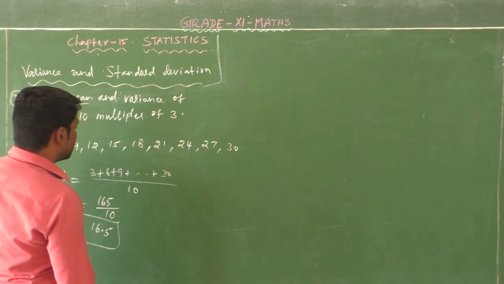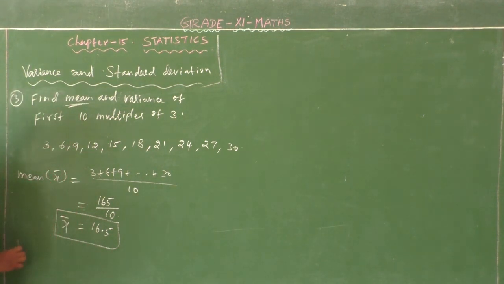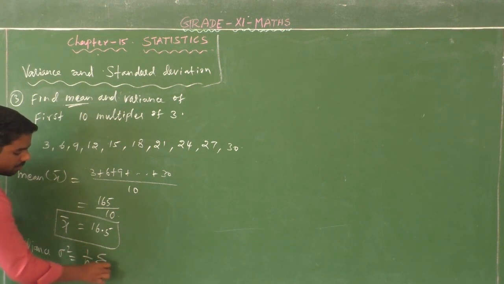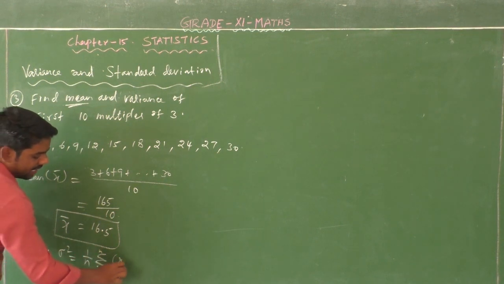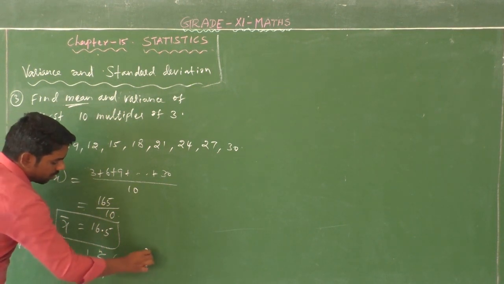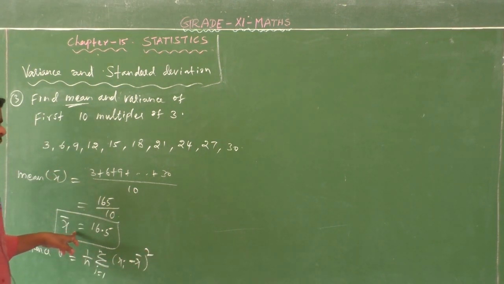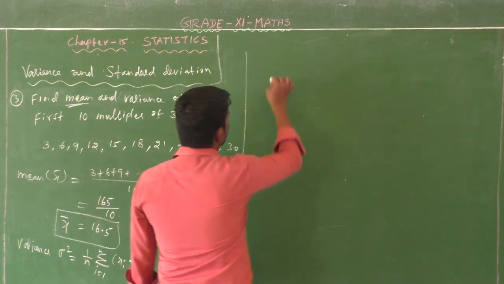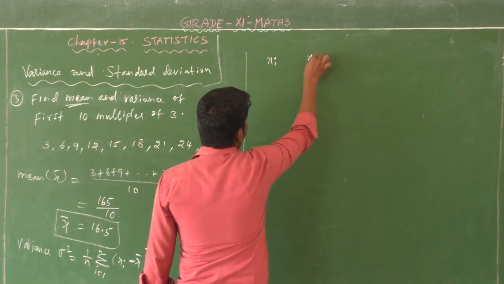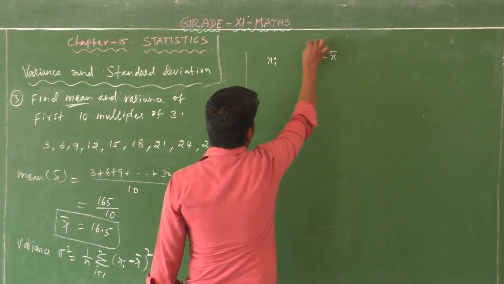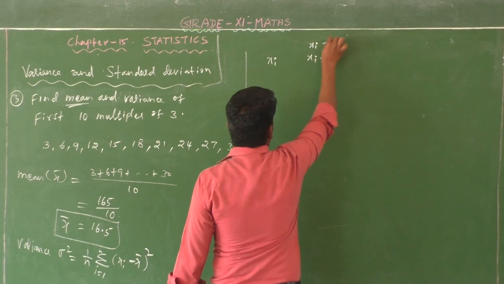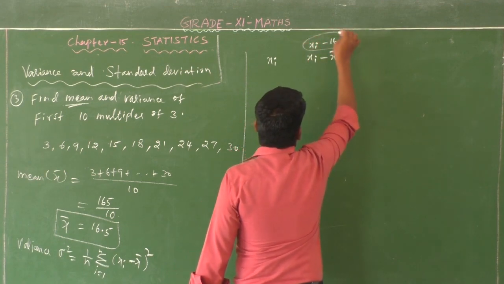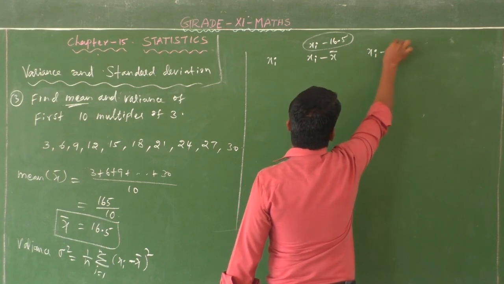Okay, listen. The variance formula: sigma squared is equal to 1 by n summation of i equals 1 to n, xi minus x bar the whole square. First find the x bar value, which is 16.5, and also find the summation of xi minus x bar the whole square. Make a table: first xi, second xi minus x bar, where x bar is 16.5, and third xi minus x bar the whole square.